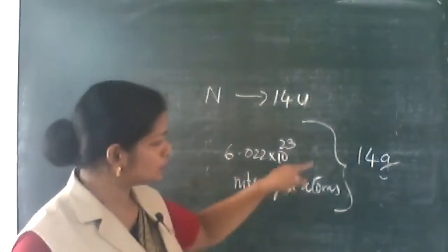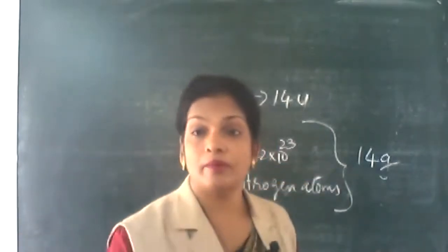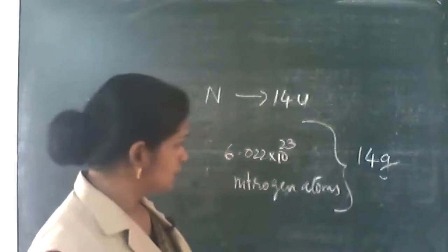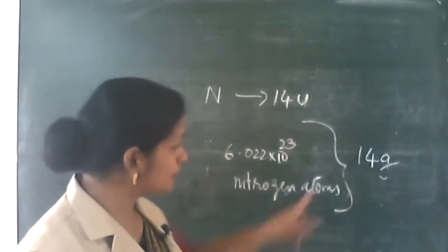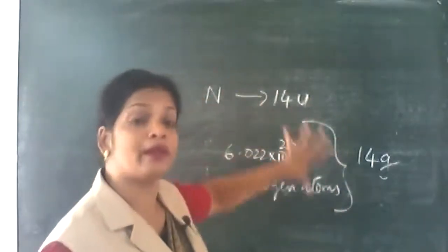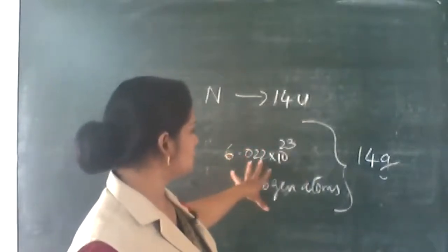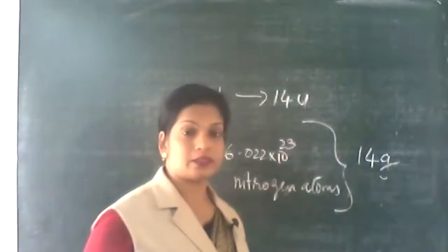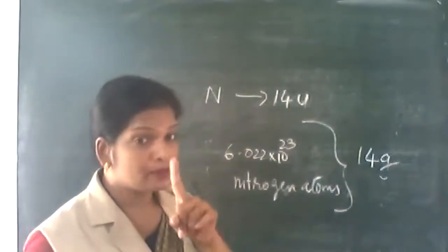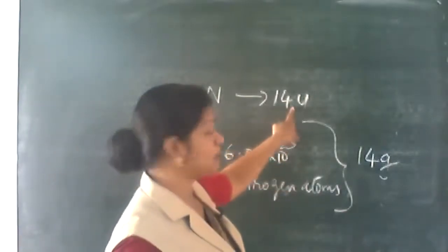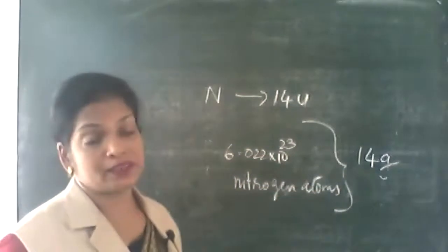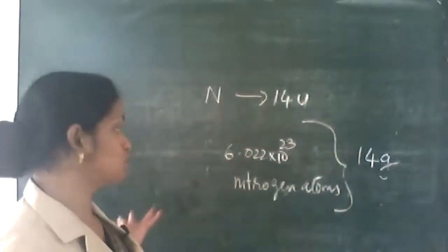This is 1 mole. So this 14 gram is called molar mass. The term molar mass is the mass of 1 mole of nitrogen atoms. So many nitrogen atoms, 6.022 into 10 to the 23 nitrogen atoms, weigh 14 grams. 14 U stands for only a single atom's relative atomic mass, or simply you can say atomic mass. 14 gram means you have to consider so many atoms. So many atoms weigh 14 gram.